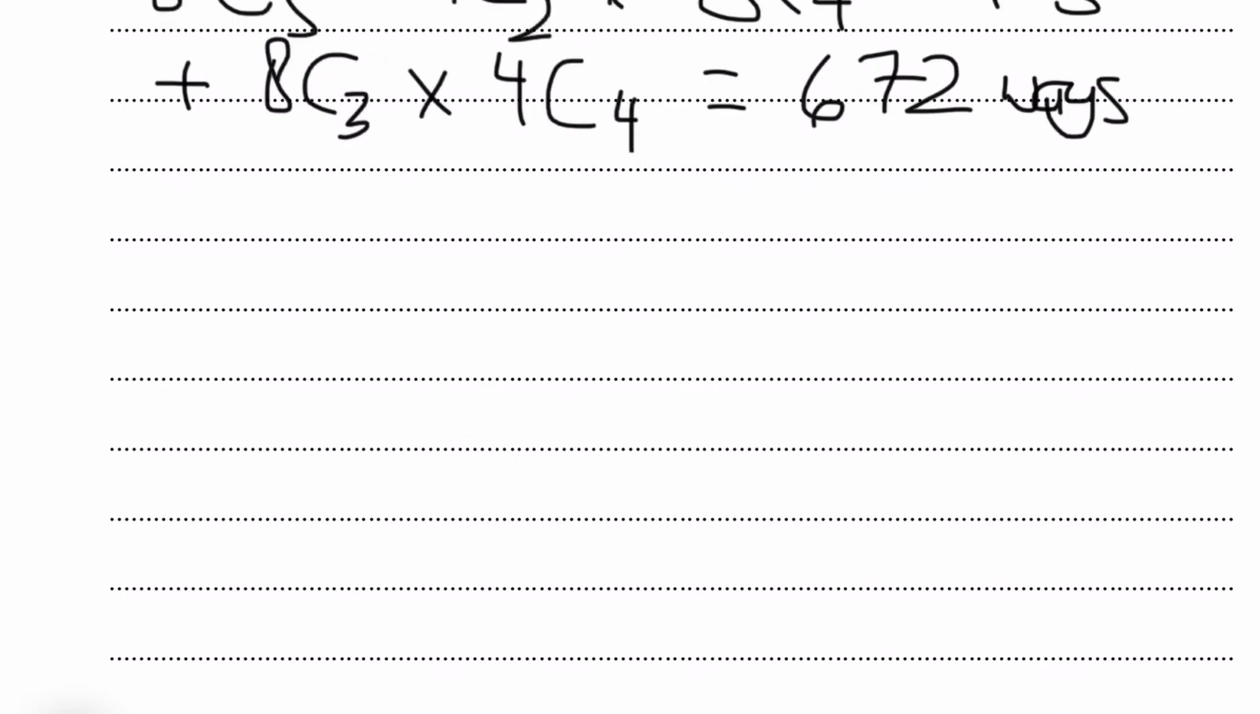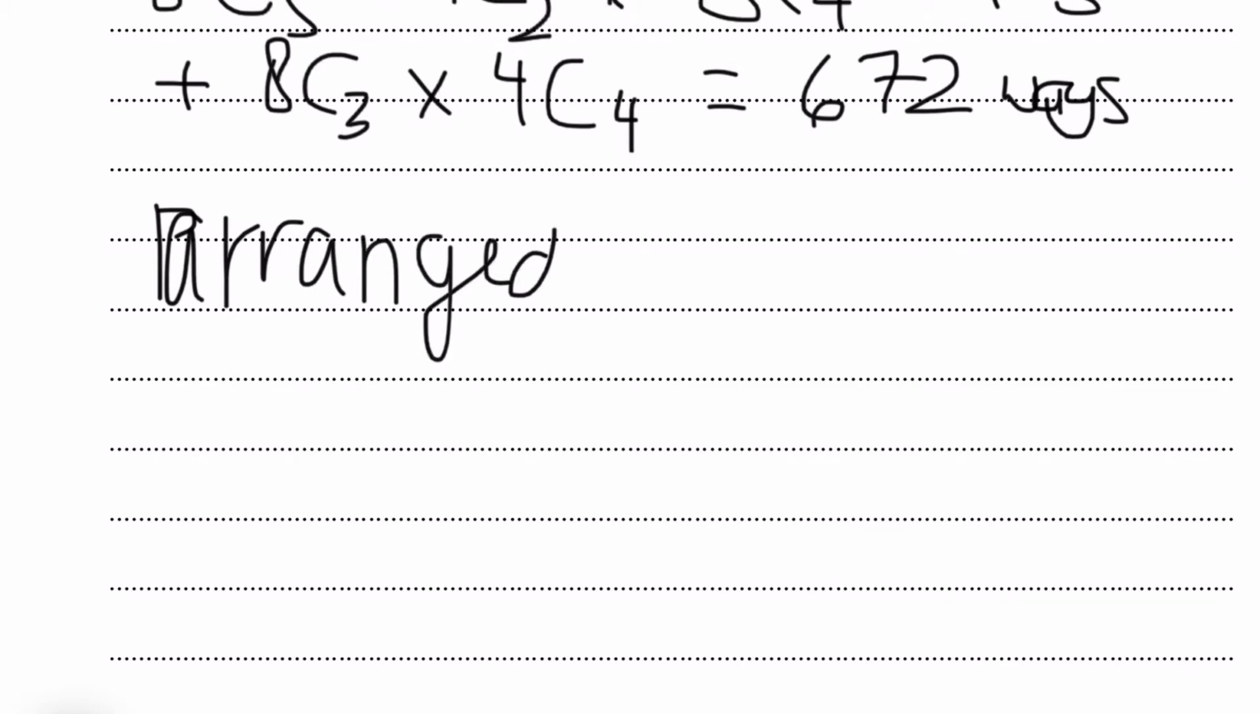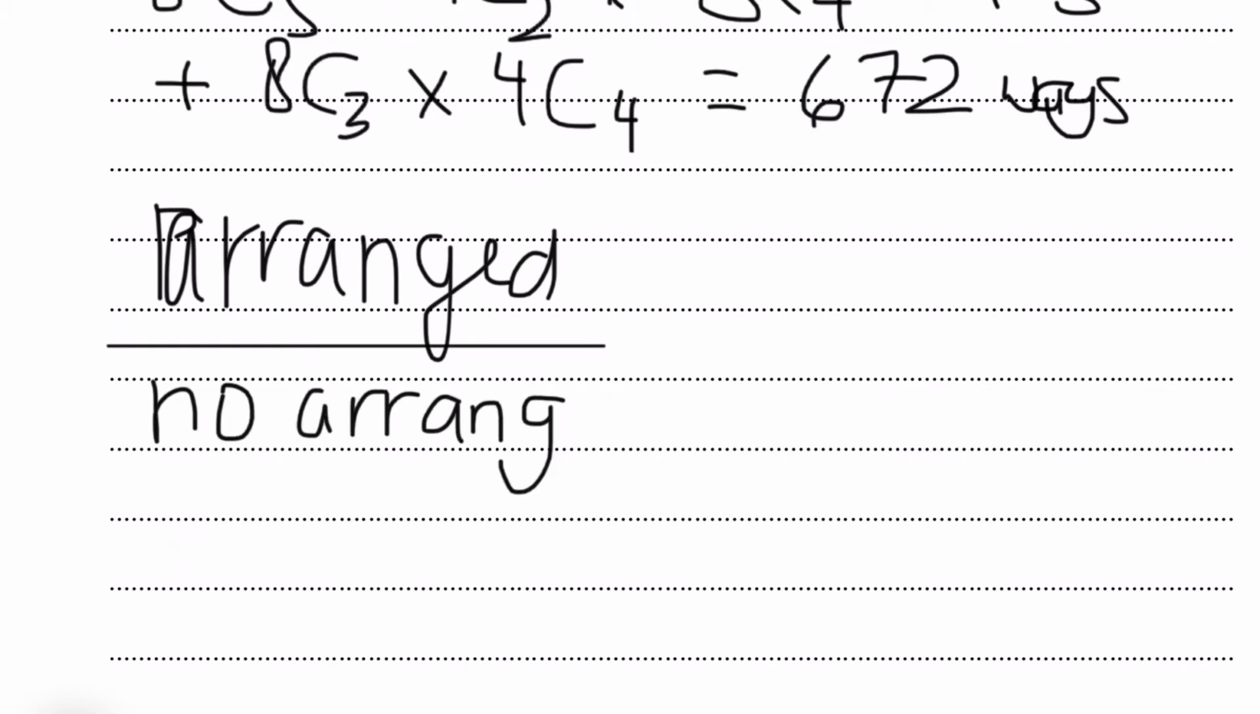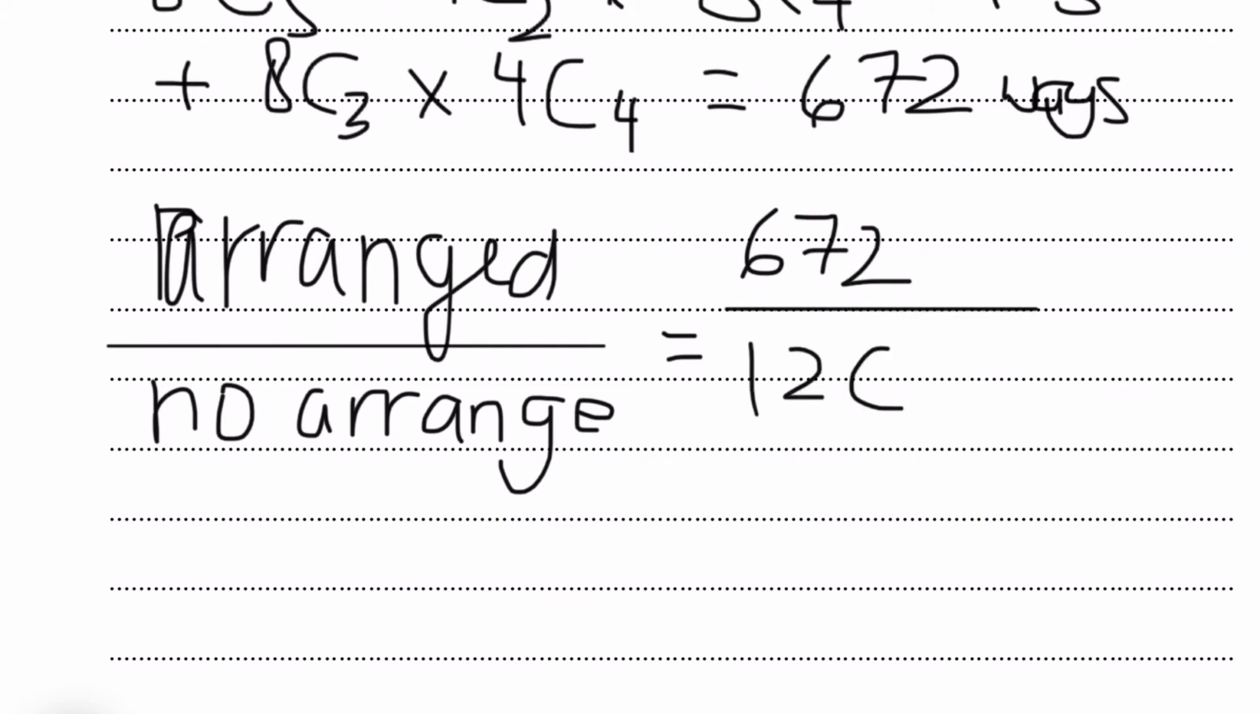It's again asking for the probability, so the probability of getting the arrangement divided by the probability of no arrangement. It will be 672, which is the value we got, divided by 12C7, which is the total with no arrangements, and this will be 28 over 33.